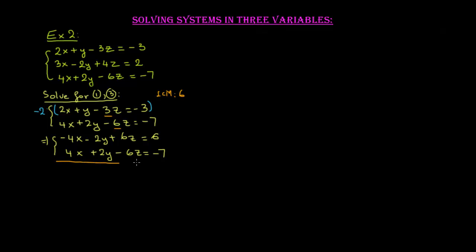Okay, so when we add them together, z will be cancelled out, but also x cancels out and y cancels out. That gives me 0 equal to 6 plus negative 7, which gives me negative 1. But 0 is not equal to negative 1, this is a false statement. So when we have a false statement, the final answer is no solution.